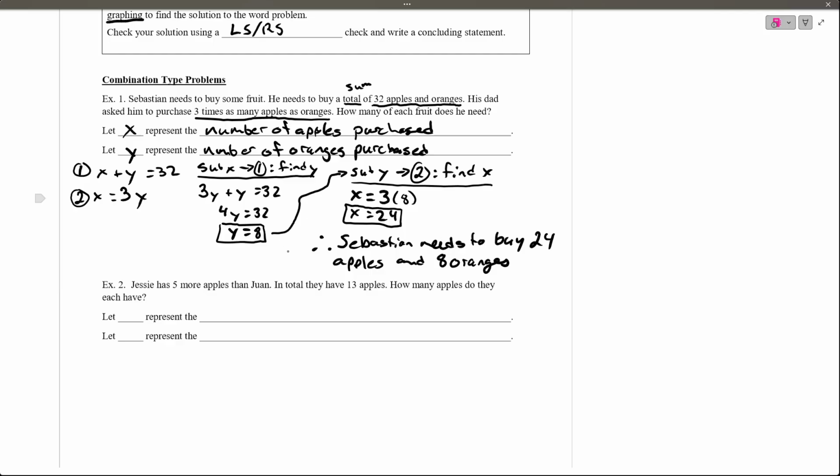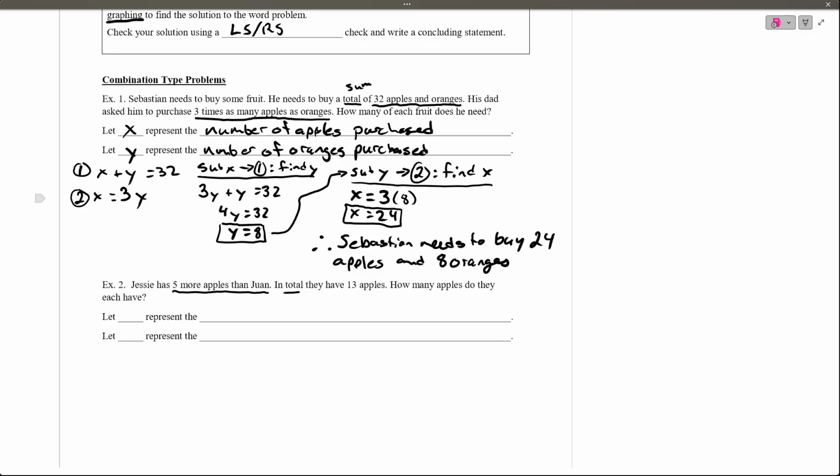So that's a combination problem. So the next problem is the same idea. We have some combination of items, and we got to come up with 2 equations to represent that combination. Okay. So Jesse has 5 more apples than Juan. So if Juan has, let's say Juan has y apples, then Jesse's apples x is 5 plus that y. There's our first piece of information.